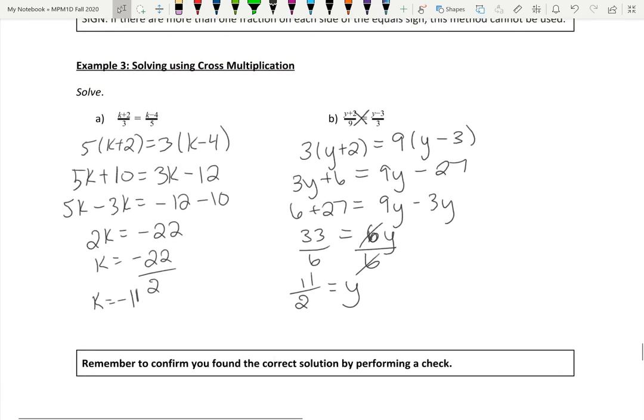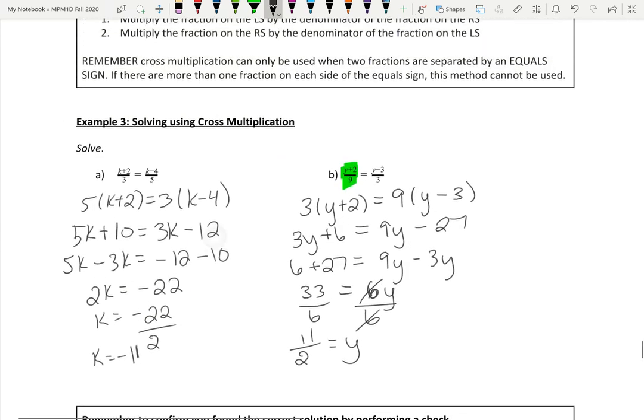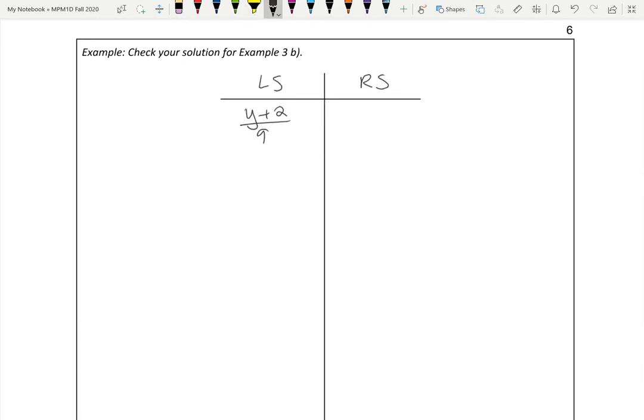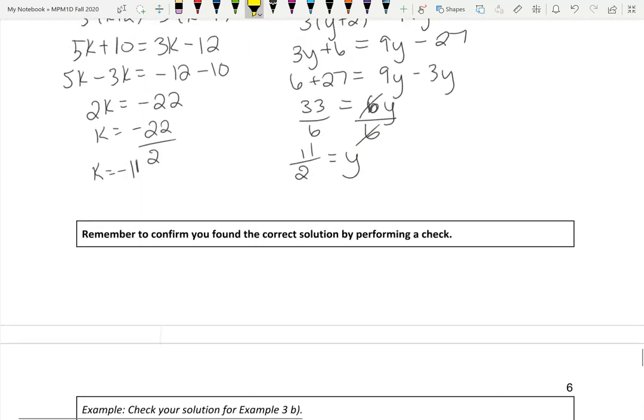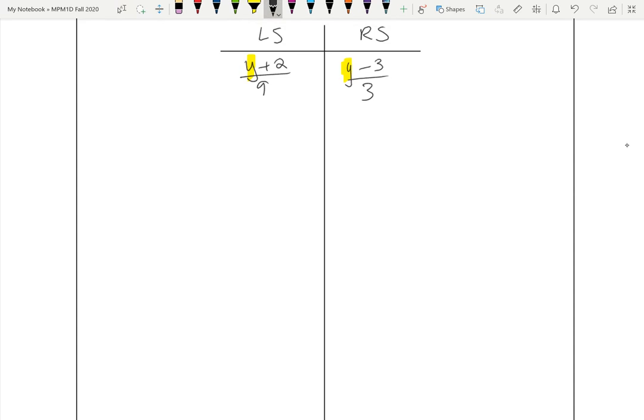I'm going to go back to my original question. So here's the left side. I'm going to write that down over here. And the right side of my equal sign is right here. I'm going to write that down. Now wherever I see y, I'm going to plug in the value that I solved for. I'm going to focus on one side of the table at a time, so I'll do the left side first.